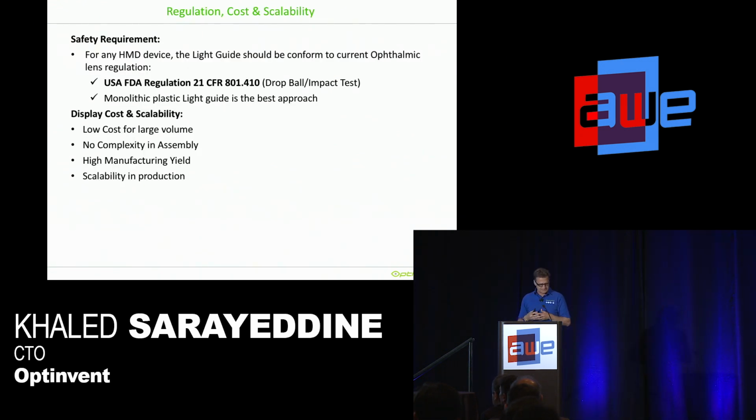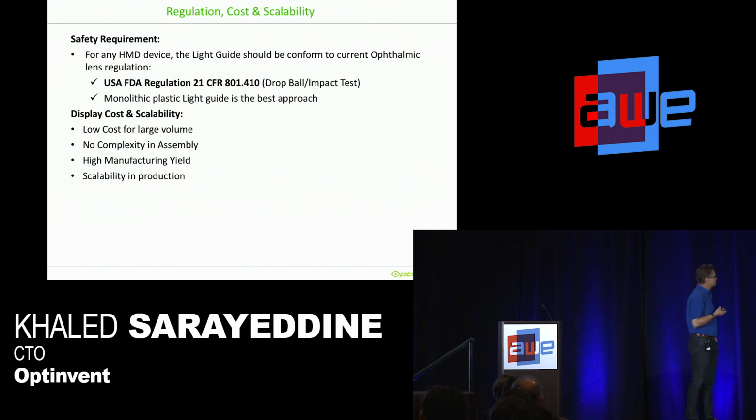The other requirement that I see that's very important, of course, is regulation. In the United States, any glasses like my glasses or any HMD should follow the FDA regulation about the drop ball test. What the drop ball test is, you take a metal ball, you drop it from 50 inches on the glasses or the light guide, and it shouldn't break. So today, if you consider all light guides based on glass, it never works.